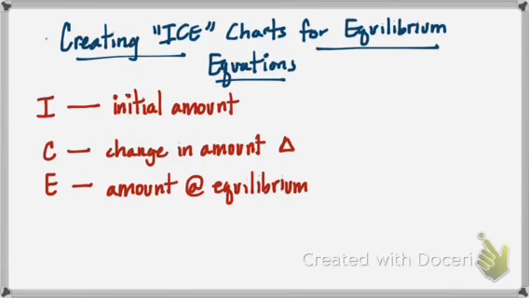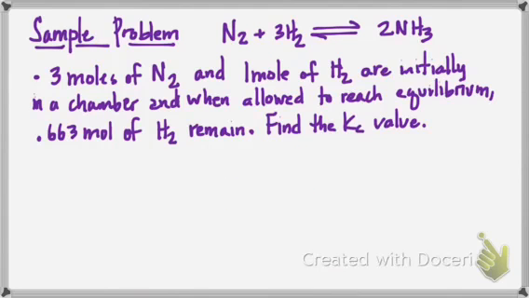And the term ice stands for your initial amount given in the problem. C stands for change in your amount, and remember, anytime you've got a change, that's just delta. And then you've got E, which is the amount at equilibrium. Okay. So, we've talked a little bit about what the ice chart is. Now we need to talk about how to fill it in.